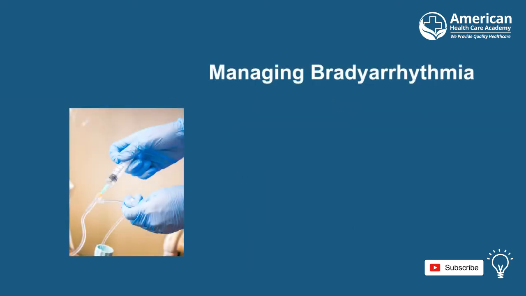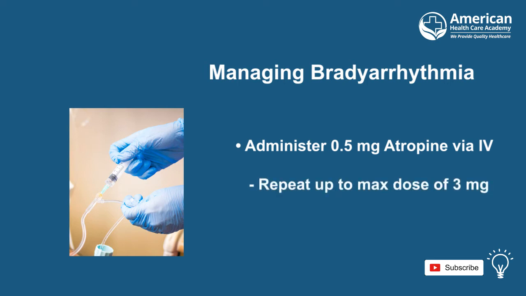For management of the patient at the hospital, if bradyarrhythmia has been diagnosed as present, then administer atropine at a dose of 0.5 milligrams via IV access and repeat up to a maximum dose of 3 milligrams. Atropine should be used as a first-line therapy for bradycardia.